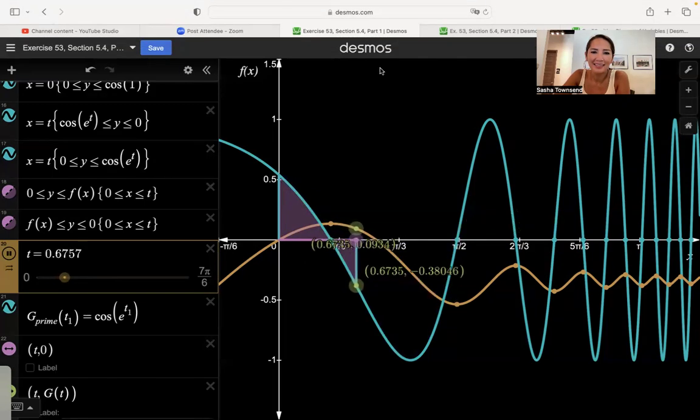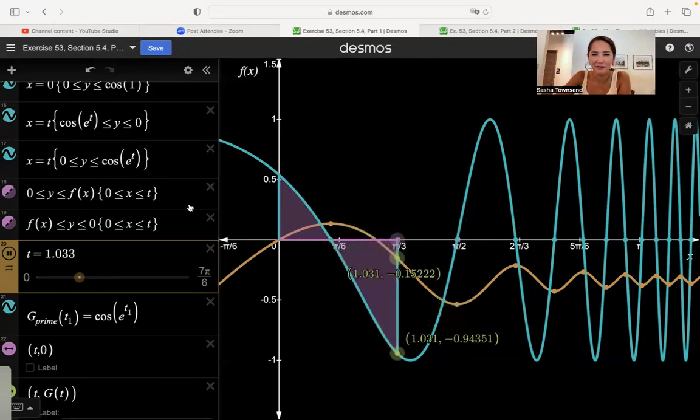I think it's kind of cool. I like looking at this graph.